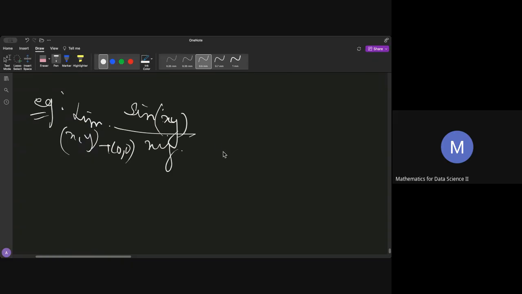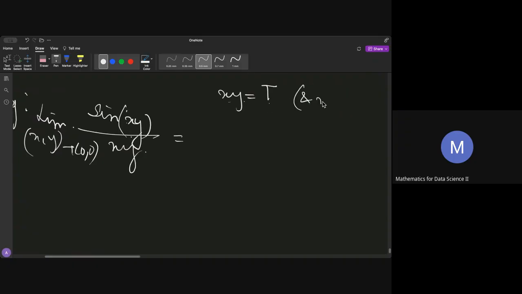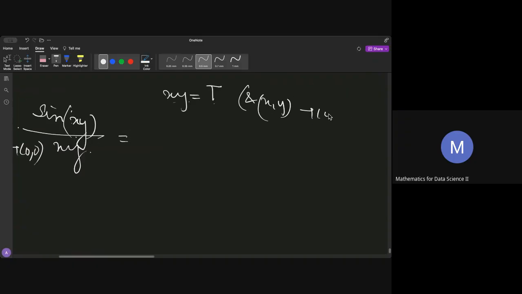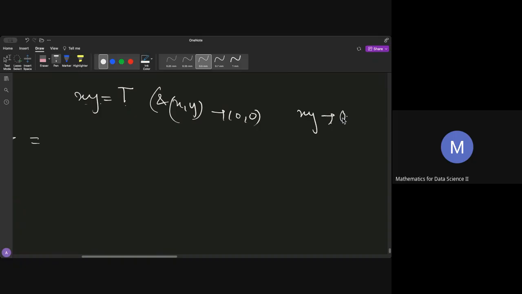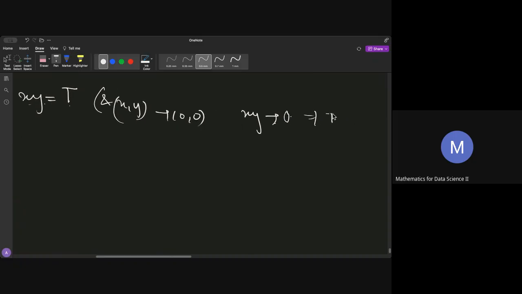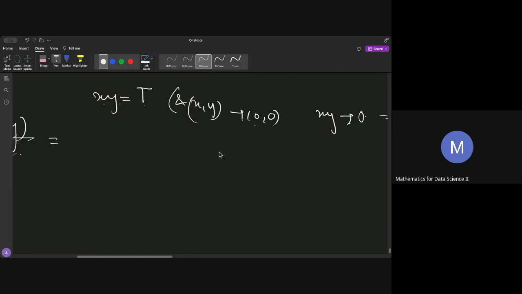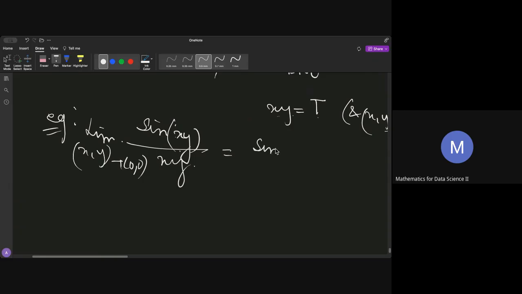For such functions, if I have xy, I'll replace xy with, let's say, capital T, where capital T is also a variable, right? If (x, y) is going to (0, 0), then where does my xy go? If (x, y) converges to (0, 0), then the product of these two also converges to 0. That means my t converges to 0. So if I replace this xy with t, I'll get sine t by t, t tending to 0, right?